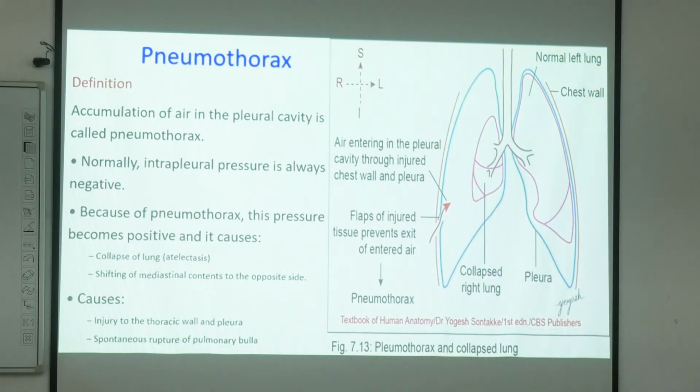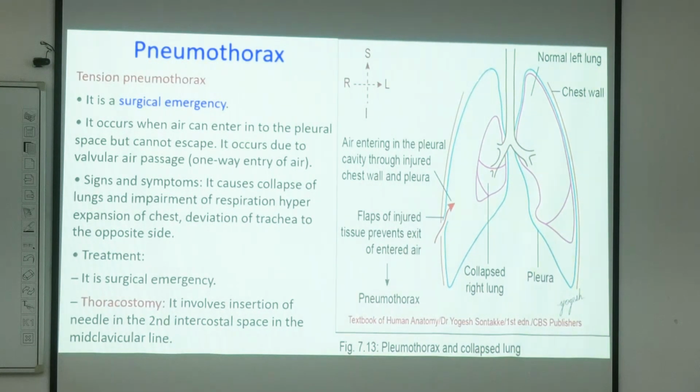Pneumothorax: accumulation of air in the pleural cavity is called pneumothorax. Normally intrapleural pressure is always negative, but because of pneumothorax, pressure becomes positive and it causes collapse of the lung, or atelectasis, and shifting of the mediastinum to the opposite side. It will push the mediastinum in between the two lungs to the right side. Causes are injury to the thoracic wall and pleura, and spontaneous rupture of a pulmonary bulla. These are the causes of pneumothorax.